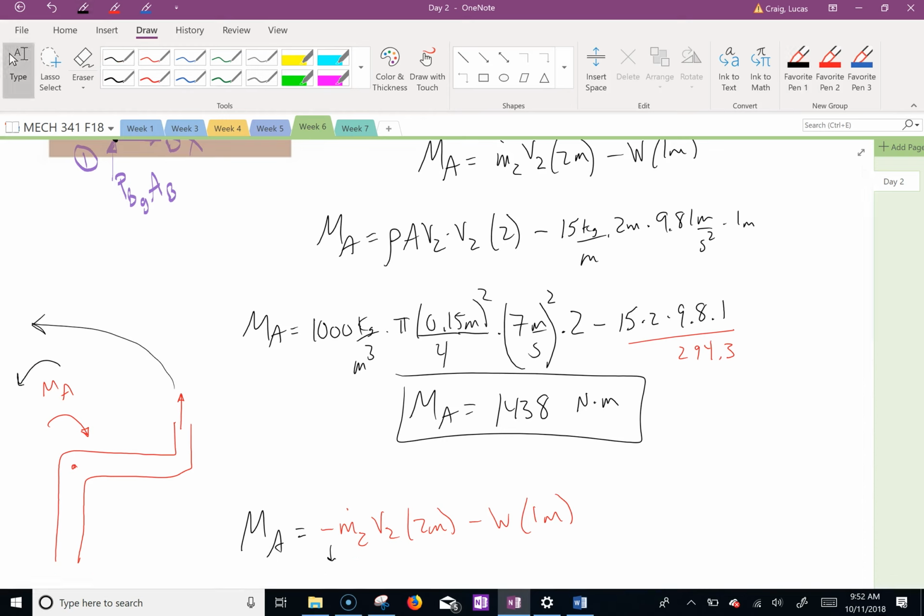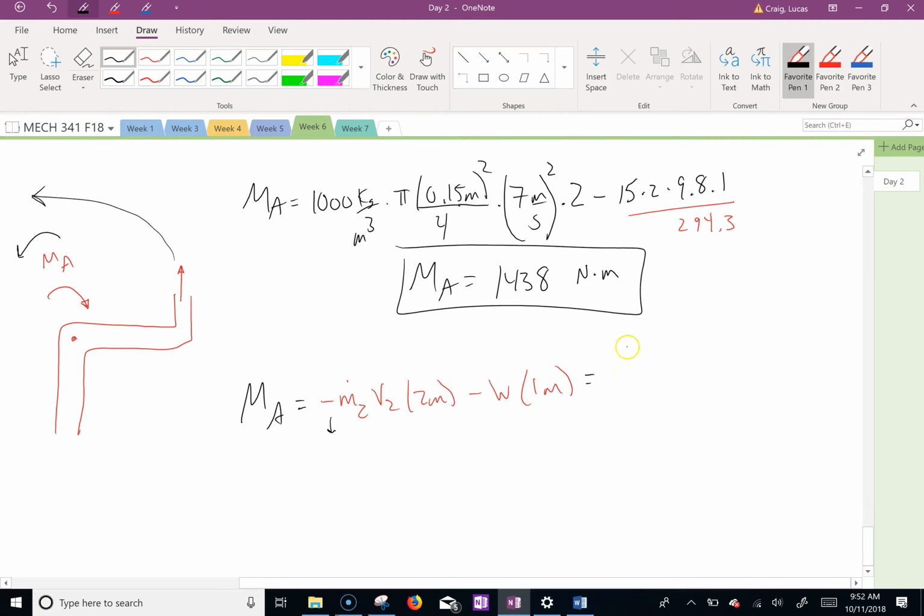And this comes out to be negative 2026 Newton meter. Well, it's more because it's adding with the weight. Isn't that crazy? Which makes sense because it's shooting up, it's pushing that beam down, and it's the same as if there was no water, it would sag down.